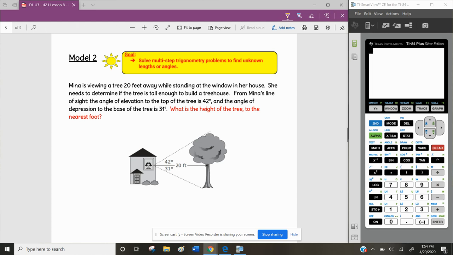This is Numbers with Nicole with another 2 examples on solving multi-step trigonometry problems to find unknown lengths or angles. So we have this problem below. Please pause the video, read the problem, and then press play when you're ready to begin.